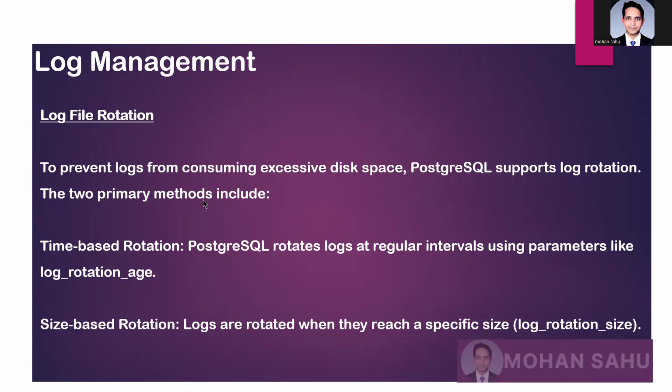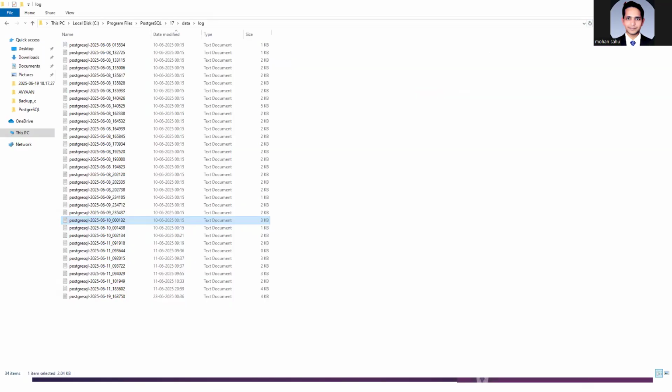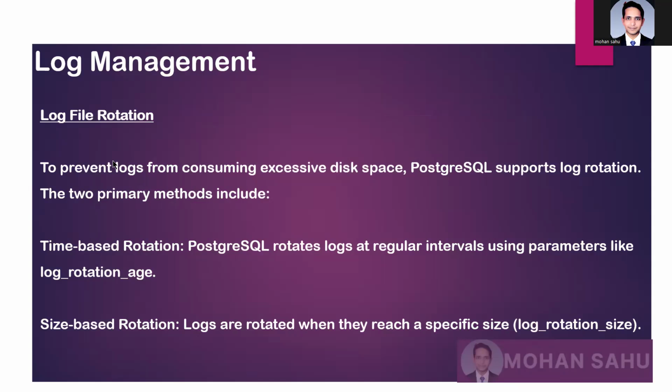There are two primary methods: time-based rotation and size-based rotation. In time-based rotation, PostgreSQL rotates logs at regular intervals using parameters like log_rotation_age. In size-based rotation, we have the parameter log_rotation_size. In our test system, whenever we restart, we get these new logs, but in a prod system, the system will not restart for many days. So if you have a log file that is consuming excessive space and you want to control it, there are two options: one is time-based and one is size-based.